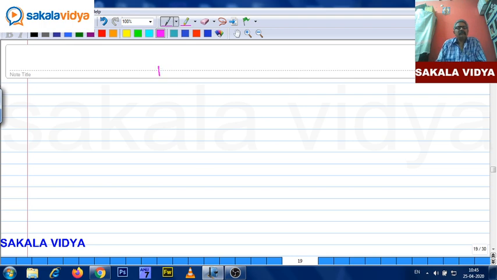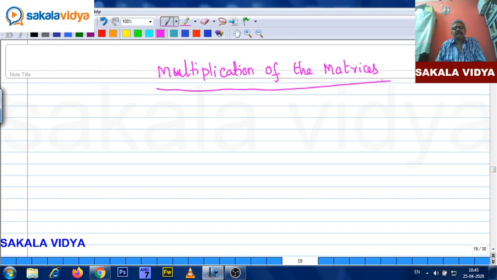So now the multiplication of the matrices. For example, let us consider A is equal to [1 2 3; 1 1 -1], B is equal to [2 3; 4 5].